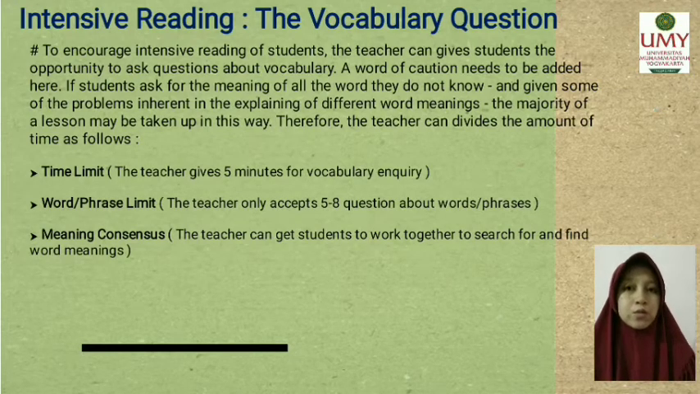The second one is word or phrase limit. The teacher only accepts 5 to 8 questions about words or phrases. The last is meaning consensus. The teacher can get students to work together to search for and find word meanings.